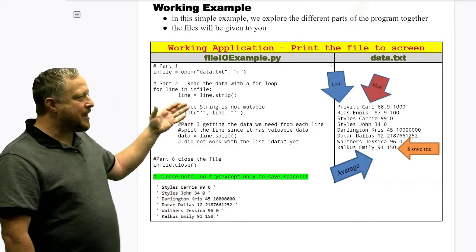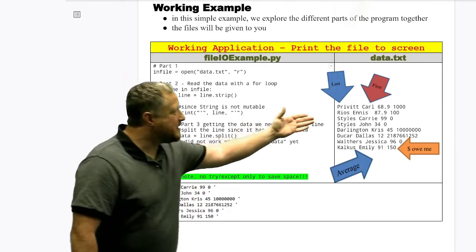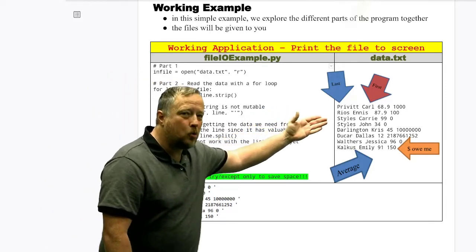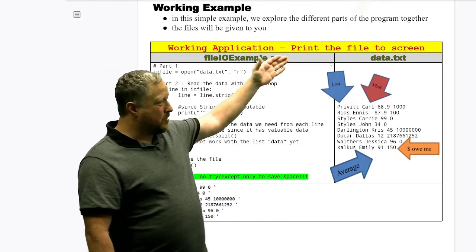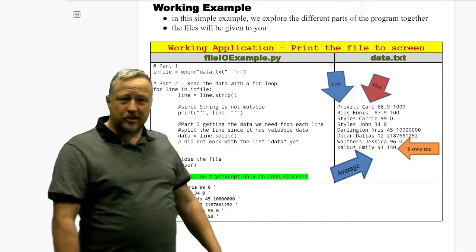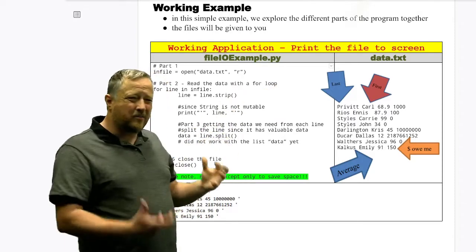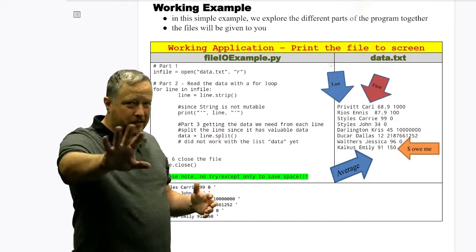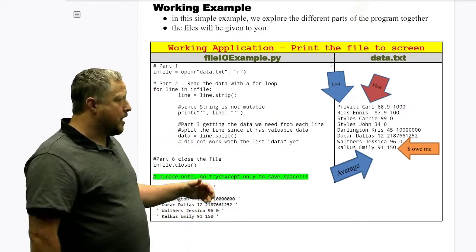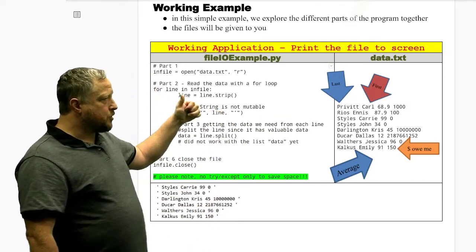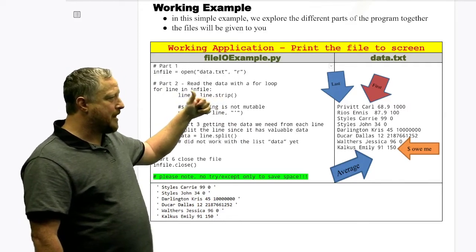Part two is, yes, we're going to use a for loop because, again, it's the same pattern on multiple lines. The only thing that we're really doing in this application is just printing the file to the screen. So we're going to read the line. We're not even going to really break it up into pieces yet. And then we're just going to spit it right back out to the monitor. We're going to do that for every line. So that's why we have our for line in file.